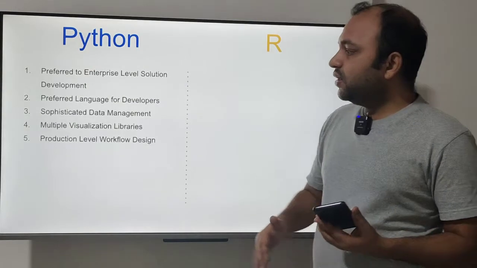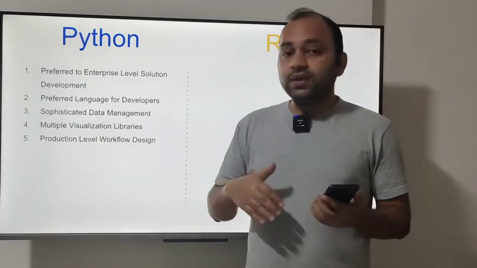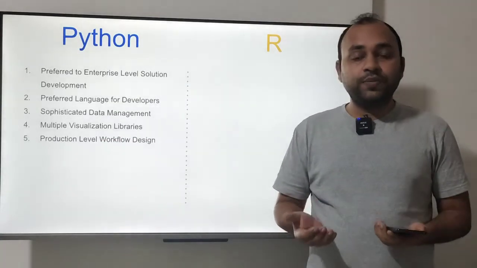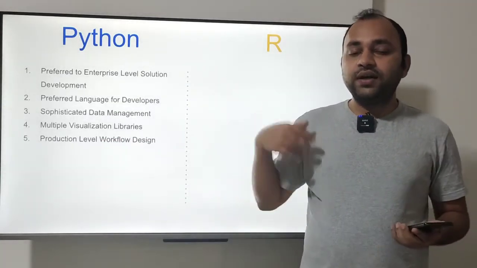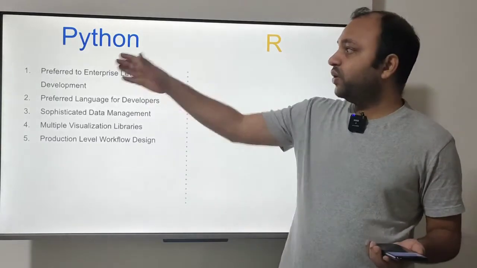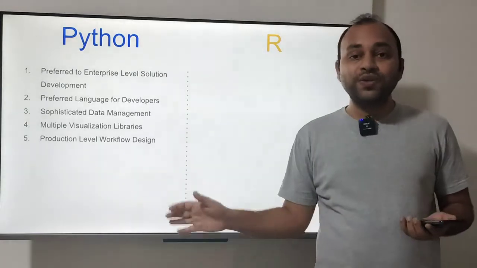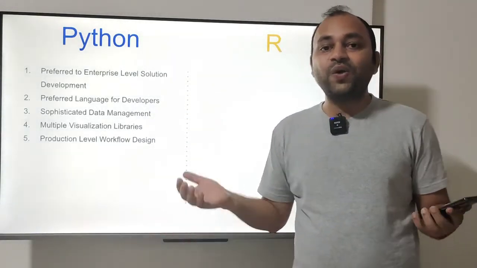Then what you can do is design the production level workflow. So if you need something which is not breaking, continuously running without much of any issues, you have an entire ecosystem which is also open source. Again, one of the important things in both these cases, these are open source.